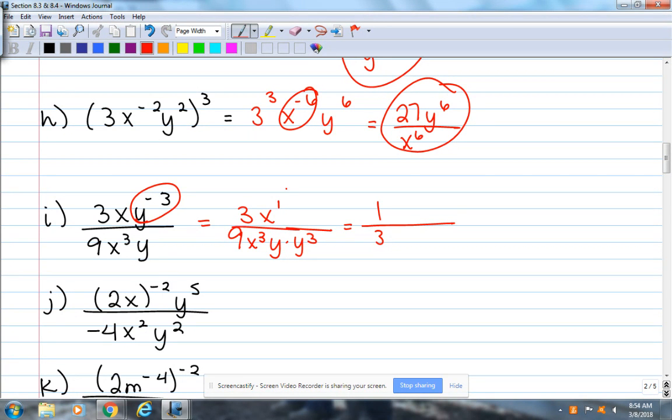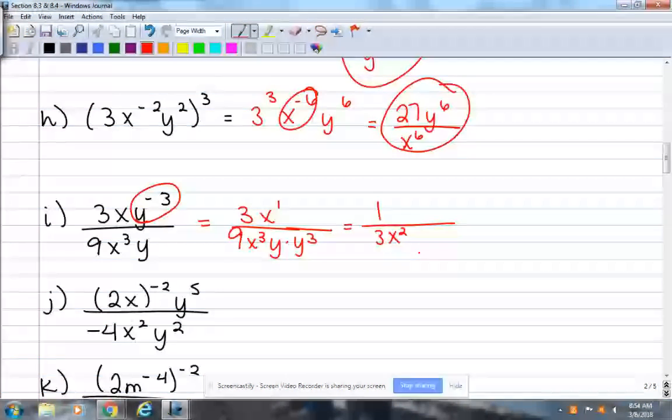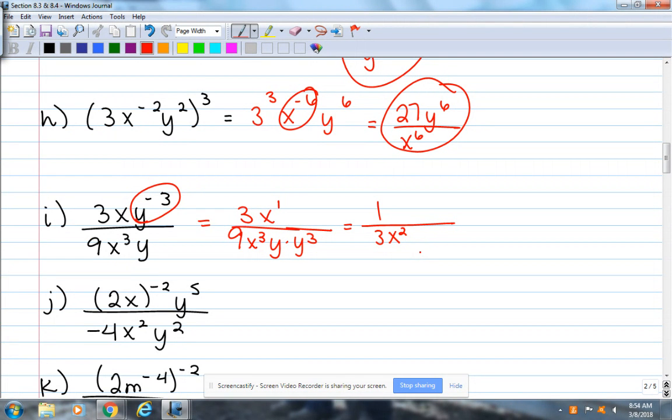So what is 3 minus 1? So x squared goes top or bottom? Bottom. That's how I like it. Big kid gets leftovers. And then I add the y's, and I get y to the what? 4. And I have 1 over 3x squared y to the 4th. Any questions about that one?